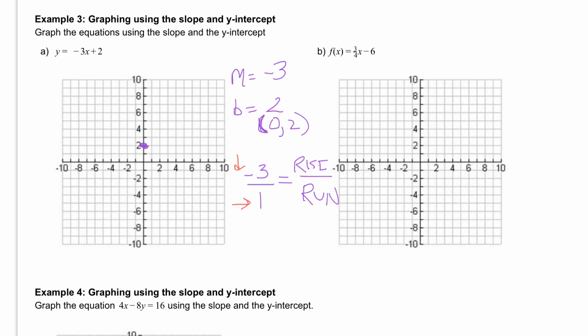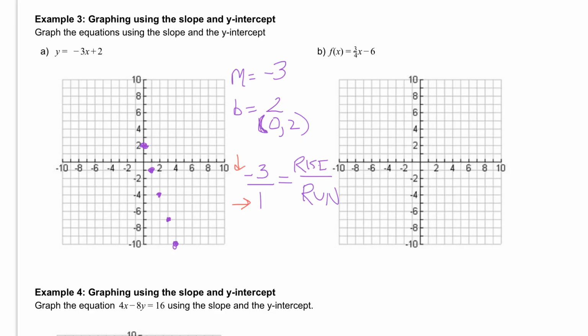So what's going to happen is I'm going to come back to my y-intercept, and I'm going to follow the rules. I'm going to go down 3, 1, 2, 3, and I'm going to go to the right 1. So my new point is going to be right here at (1, -1), and I'm going to plot that point. And I can do that as many times as I want. So starting from this point now, I can go down 3, 1, 2, 3, and to the right 1. So I know the point (2, -4) also lies on my graph. And like I said, I can continue to do that for as many points as I want.